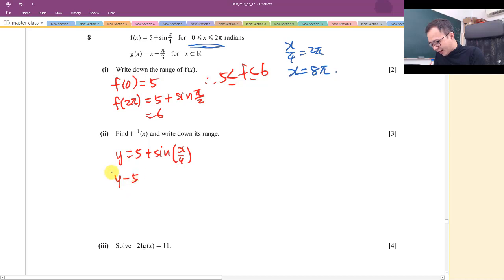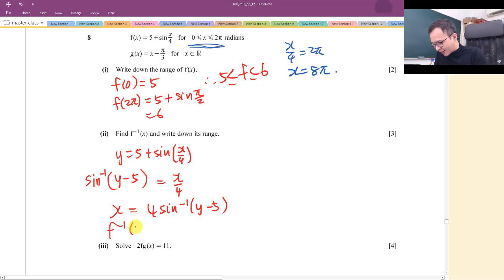So y minus 5 inverse sine equals x over 4. So x equals 4 inverse sine (y minus 5). So f inverse of x equals 4 sine inverse of (x minus 5). And then the question asks about the range.